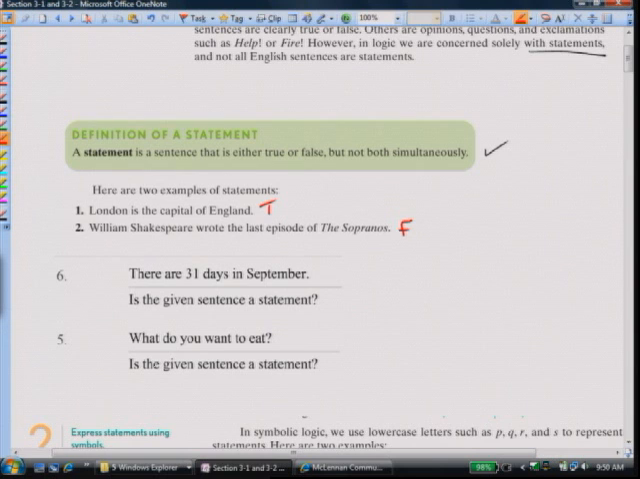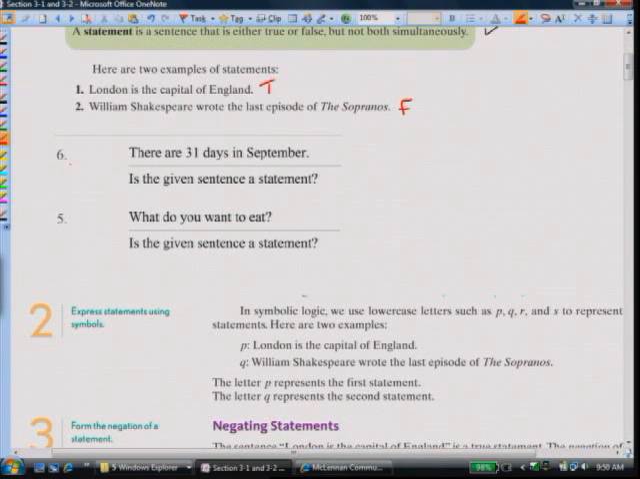I cut and pasted out of your homework, and I jumped around because there are like 28 opportunities for success in your homework, and I don't put all of them on here. This is number 6 in your homework. It says there are 31 days in September. Is the given sentence a statement? Yes, it is a statement, but it is not a true statement. It's false because 30 days have September, April, June, and November. All the rest have 31 except for February, with 29 on leap year. So this is a statement. It's just a false one.